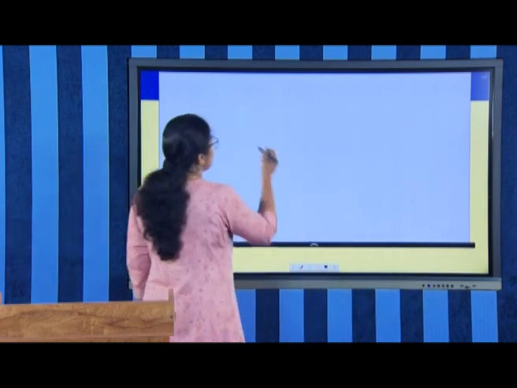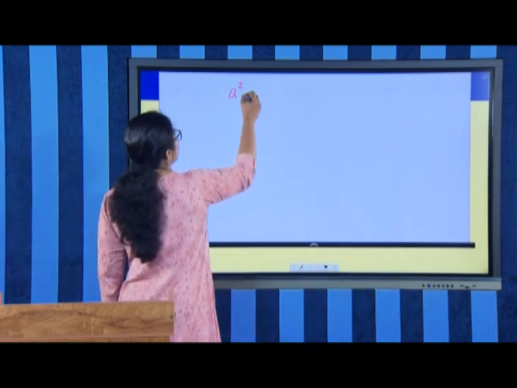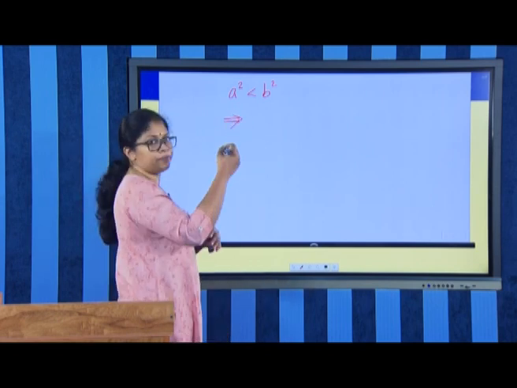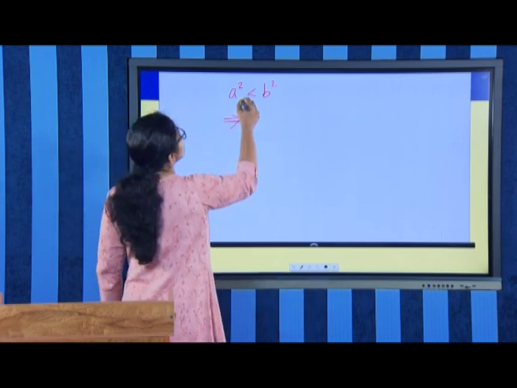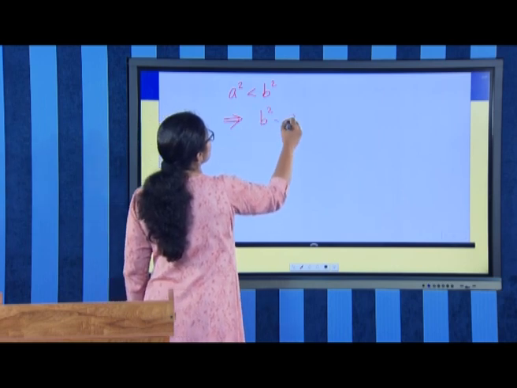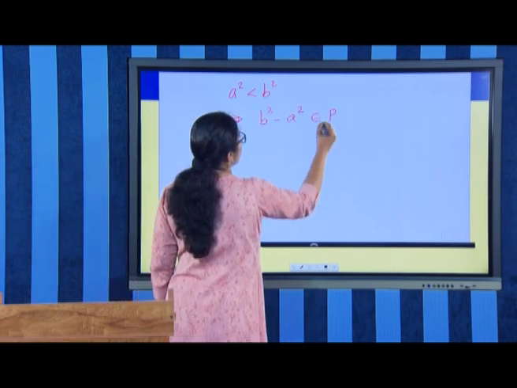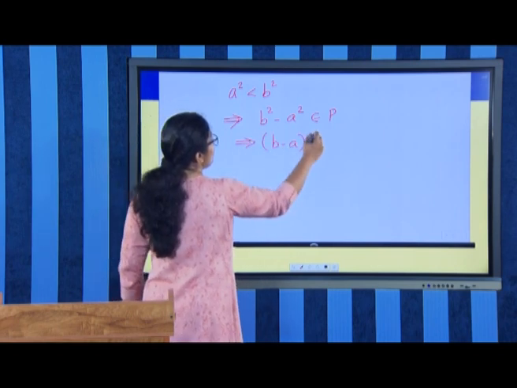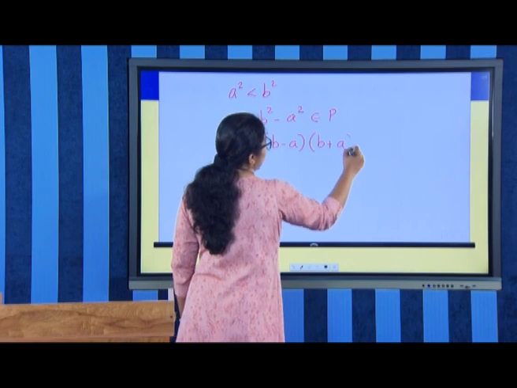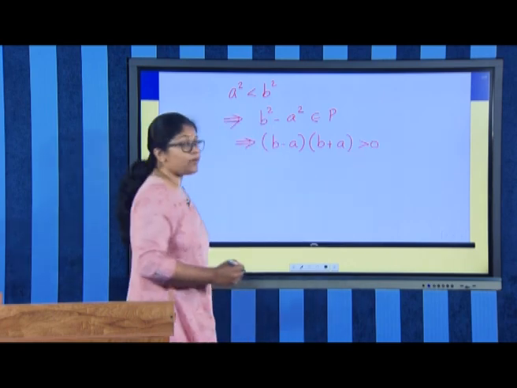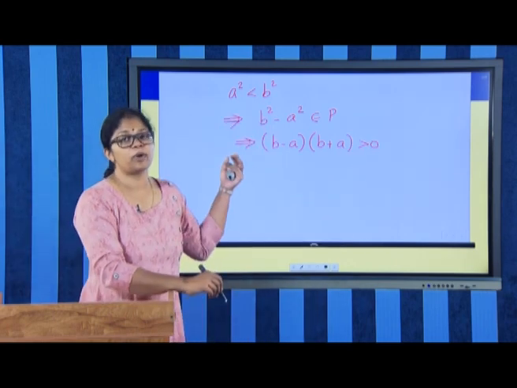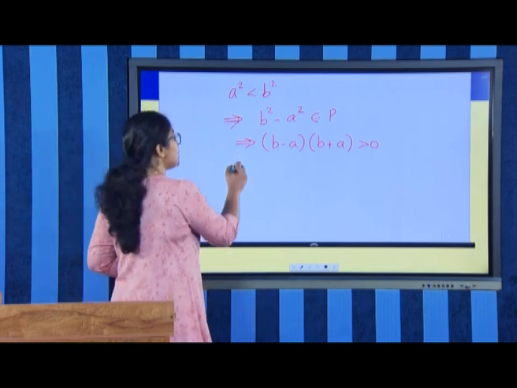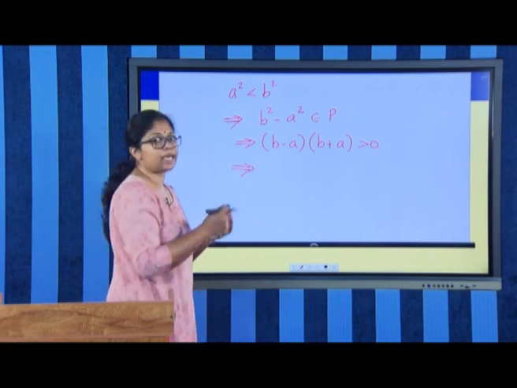Now, conversely, suppose that A square is less than B square, then we will simply retrace, we will go back. So, we have B square minus A square to be an element of P, which indicates that B minus A into B plus A is greater than 0, and we have studied a result. If the product of two real numbers is positive, what does it indicate? Either both are positive or both are negative.